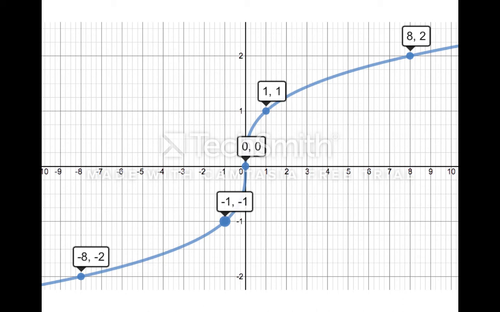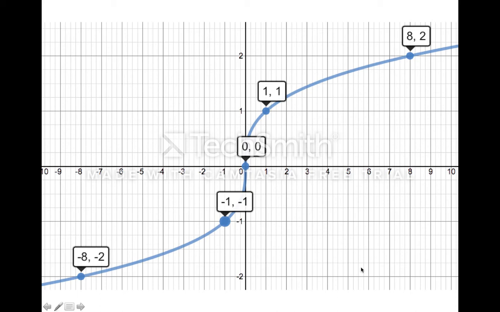So using our values from the table, this is what we get for the graph of the cube root of x. The cube root of x, again, has a change in curvature occurring at 0, 0. It is another strictly increasing function. The domain and range are all real numbers.